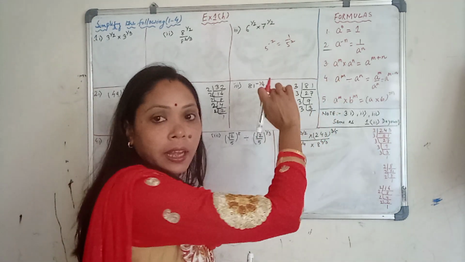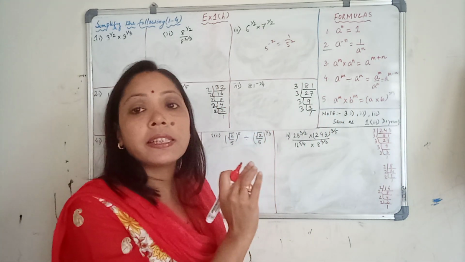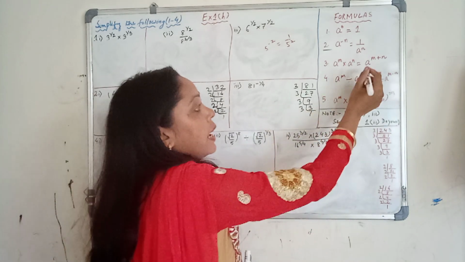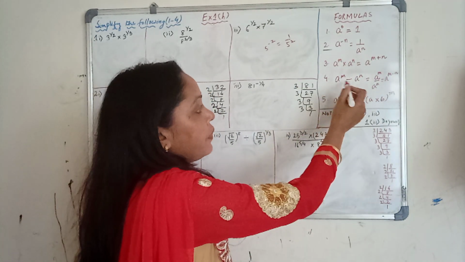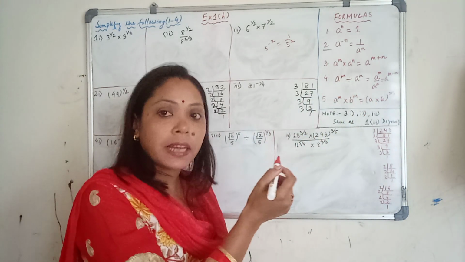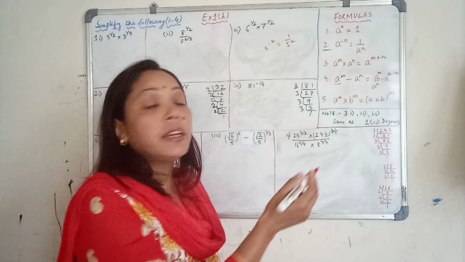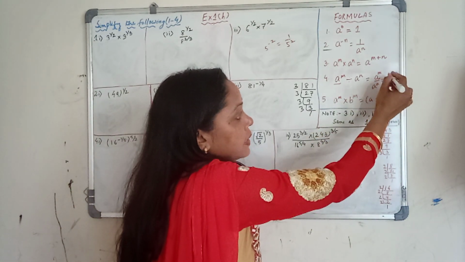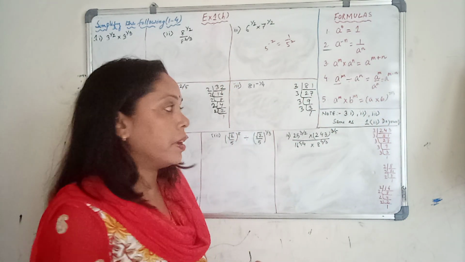Then the third formula is, if the bases are the same and it is in product form and the power is different, at that time it is a power m plus n. Similarly, if it is in division form, the base is the same, this is called base, this is power, and the power is different, then this one will be the base and the power will be the difference of the powers.